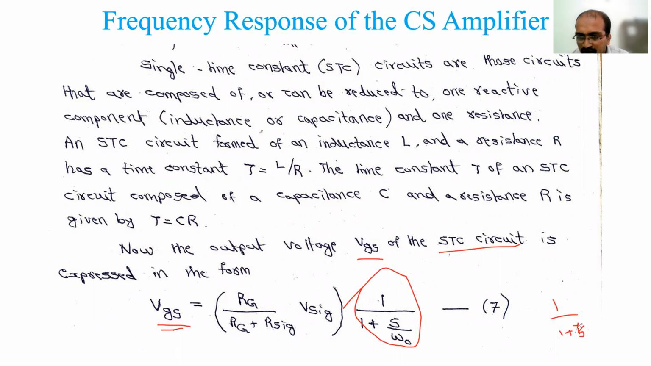Time constant. And how are time and frequency related? Inversely proportional. You know this basic relation, right? So period T is equal to 1 by f. So you know this basic relation: time is equal to 1 by frequency.